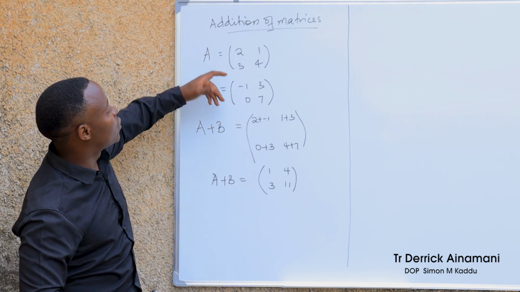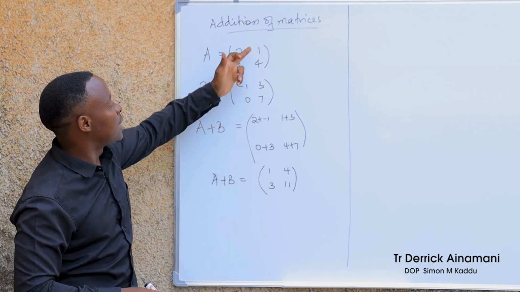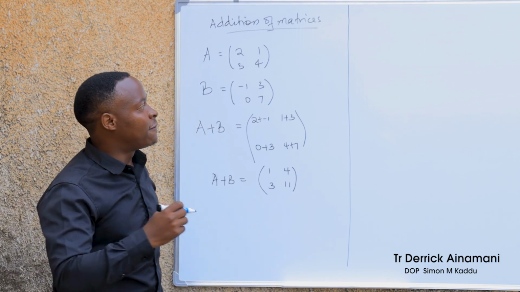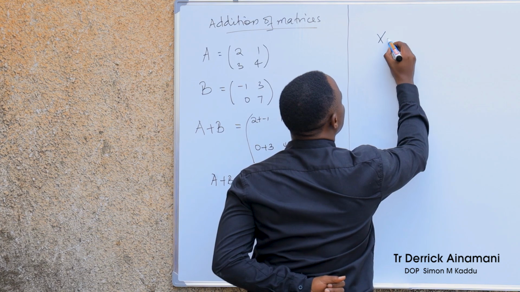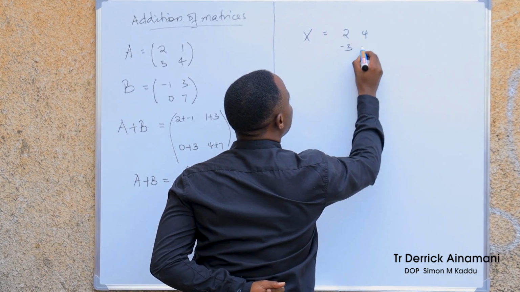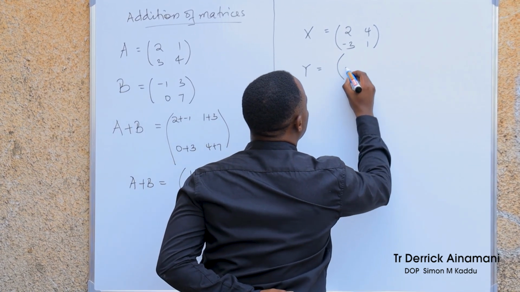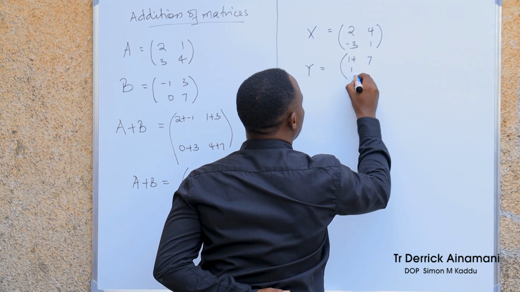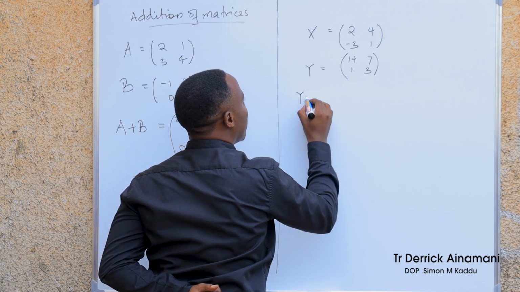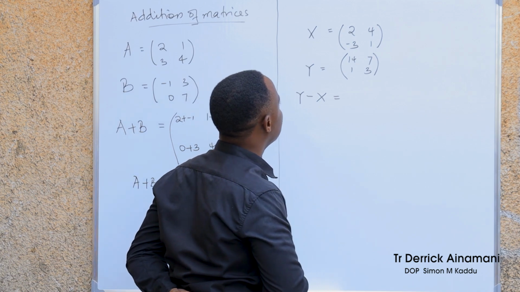With subtraction, also the first subtracts the first. This one subtracts as they correspond. Let's get an example. If given a matrix, maybe say X is equal to maybe 2, 4, negative 3, and 1, and matrix Y is equal to 14, maybe 7, 1, and maybe 3, and they say find Y minus X. This would be equal, just like we did earlier in the former example.